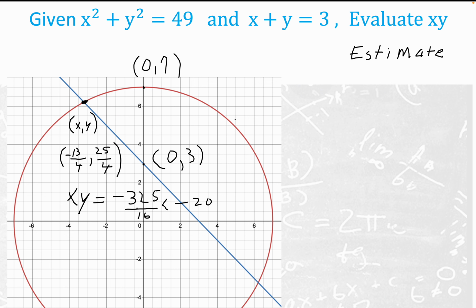Now the product here is easy to multiply out. 13 times 25 is -325, and this number is less than -20, since 320 divided by 16 is 20.